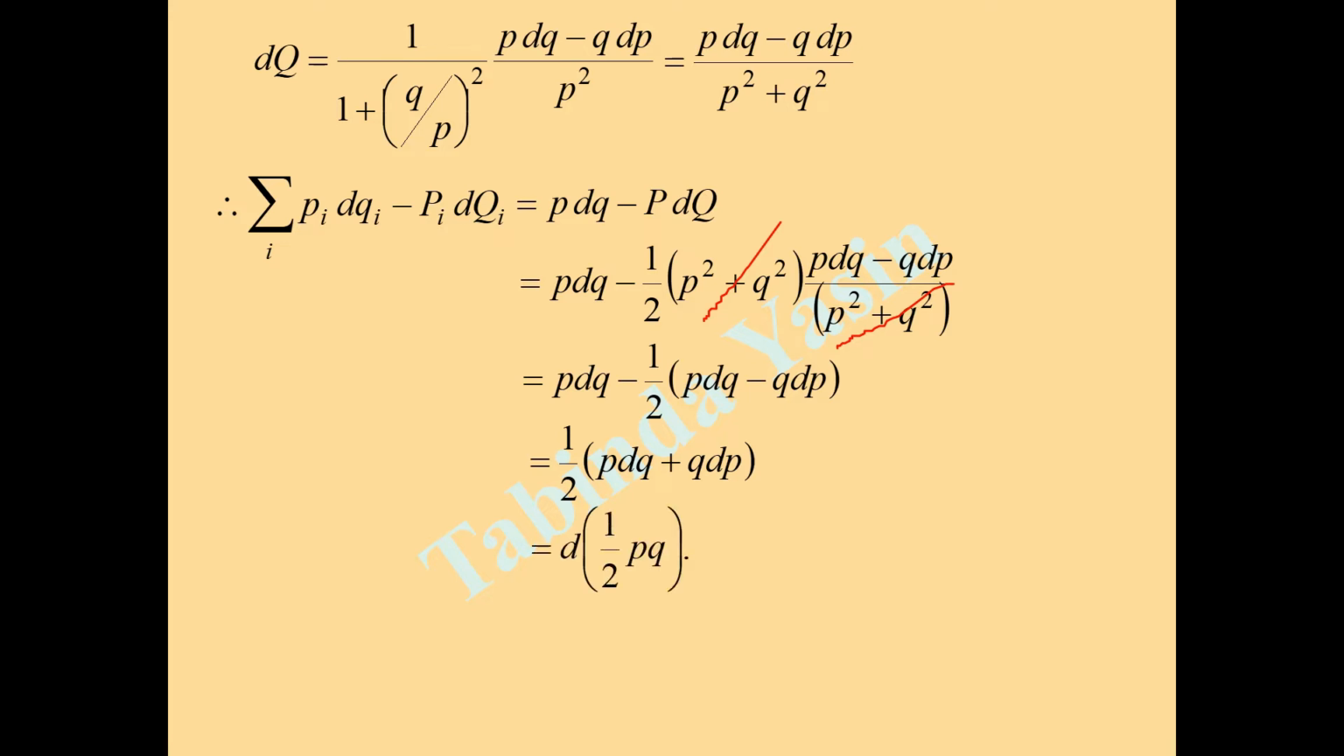And from here the solution is equal to 1 by 2 into the differential of (1 by 2 p q). So the transformation is canonical, as that expression is an exact differential.